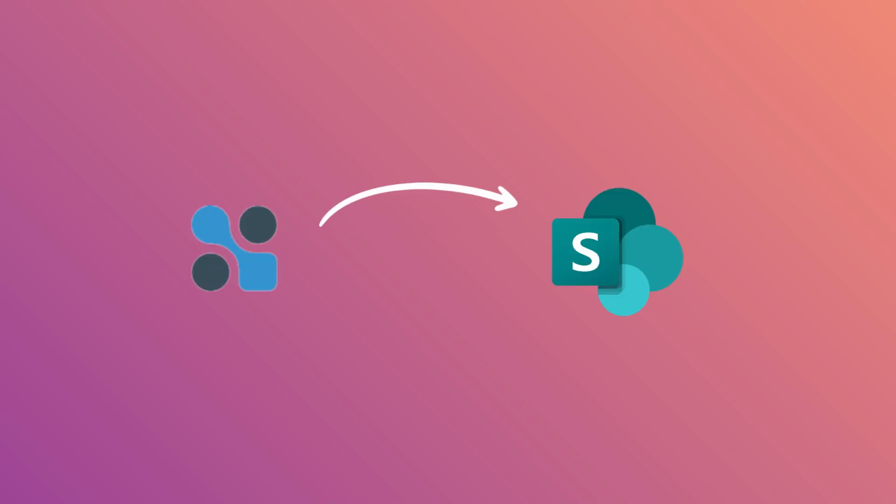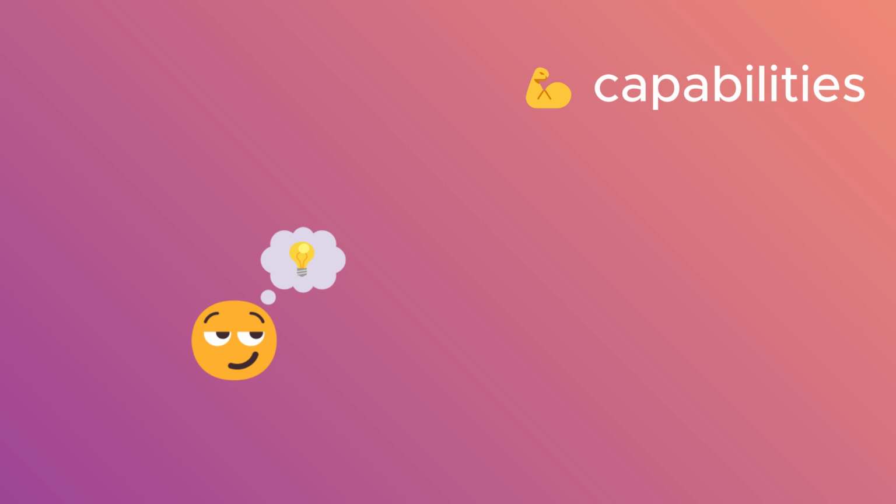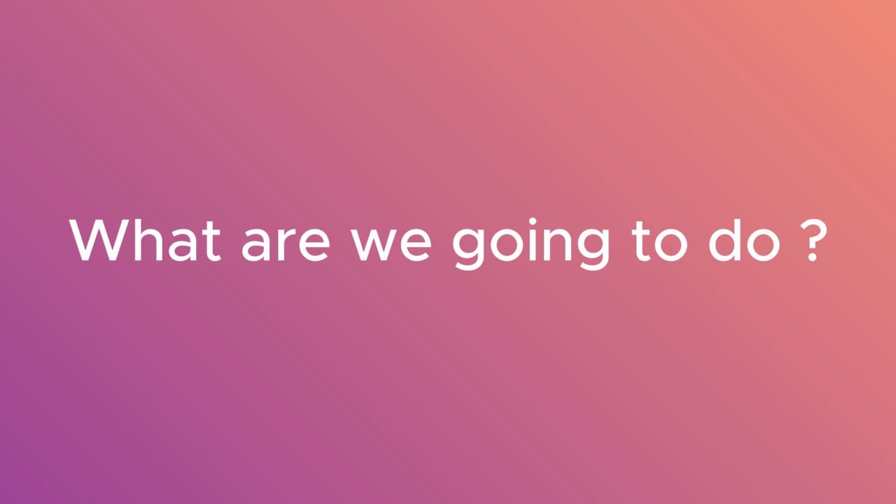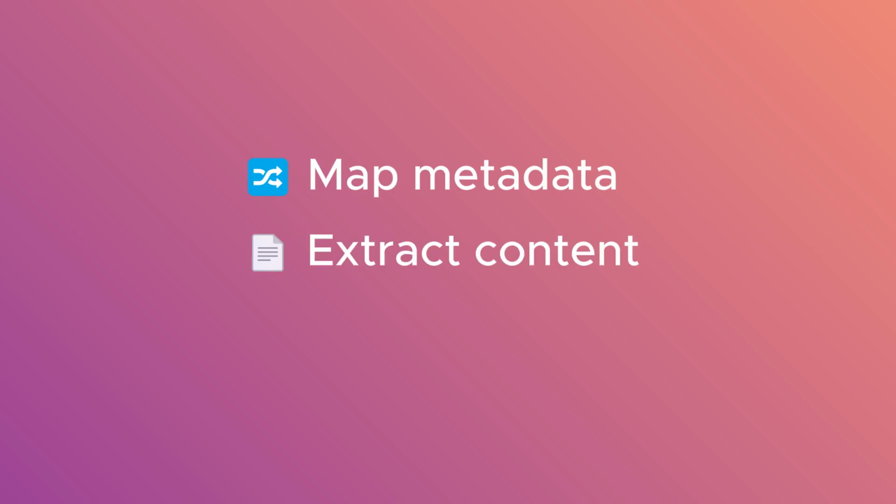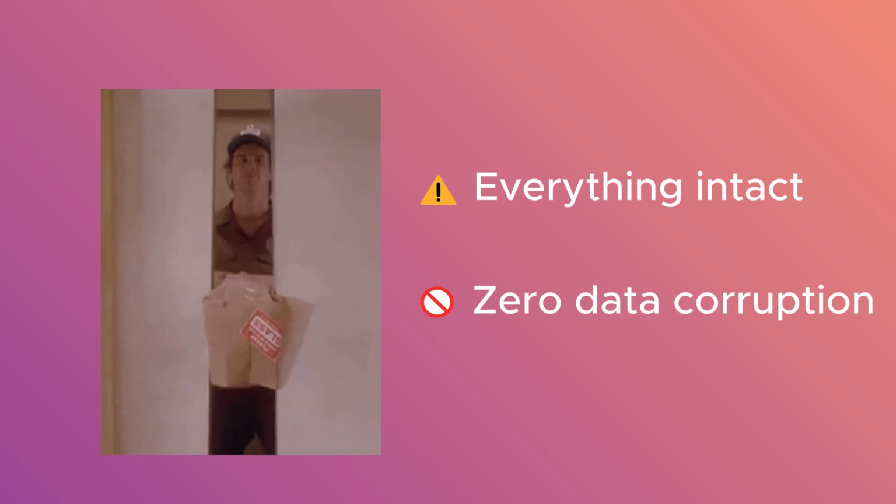Today we'll be taking you through a real-world example of migration from Documentum 7.0 to SharePoint Online. It's a complex process, sure, but it's the perfect opportunity to demonstrate Fast2's capabilities and show you just how seamless we can make things. So what are we gonna do? We'll map metadata, extract content, and ensure folder structures and files are injected into SharePoint in a clean, organized way, keeping everything intact with zero data corruption.